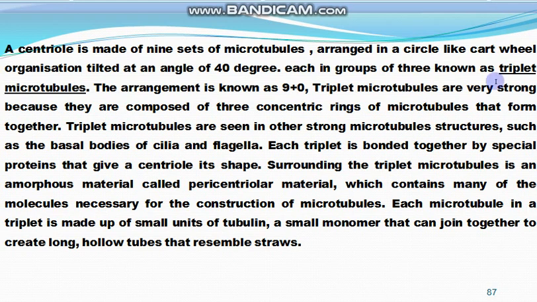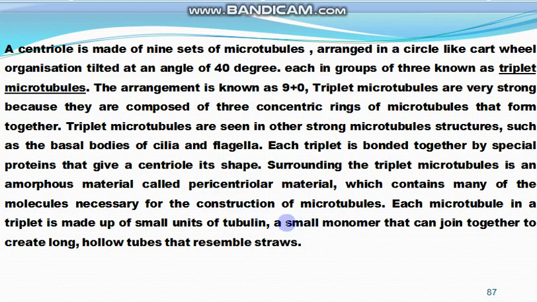Triplet microtubules are very strong because they are composed of 3 concentric rings of microtubules which are connected together. Triplet microtubules are seen in other strong microtubule structures such as the basal bodies of cilia and flagella. Each triplet is bonded together by special proteins which give the centriole its shape. Surrounding the triplet microtubules is an amorphous material, which is contained in the centrosome.